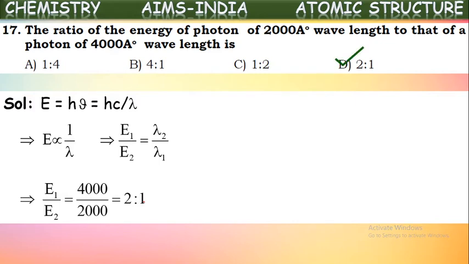This we got from the relation E is equal to h nu or E is equal to hc by lambda. Here energy and wavelength are inversely proportional to one another. From this we derived that E1 by E2 is equal to lambda 2 by lambda 1. We got the energy relation here.